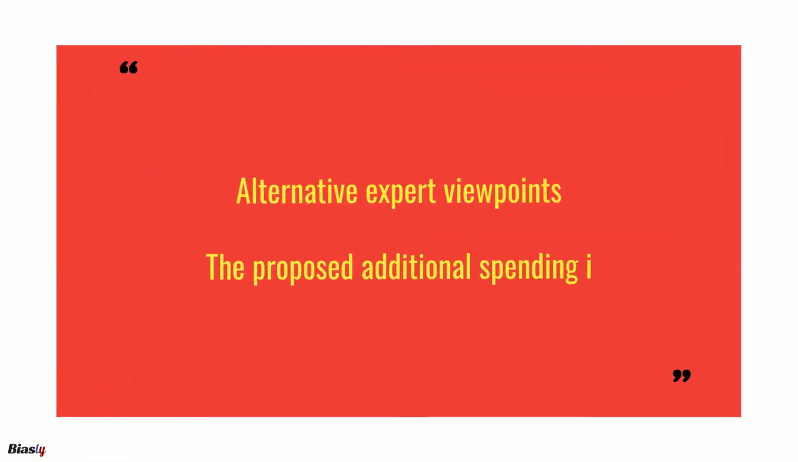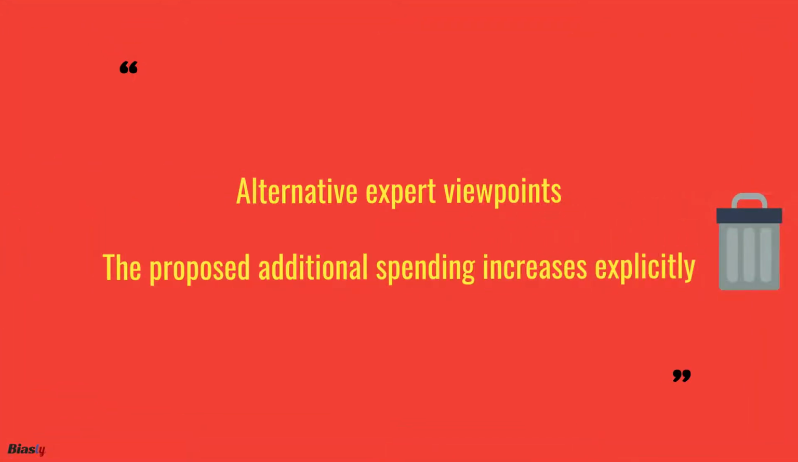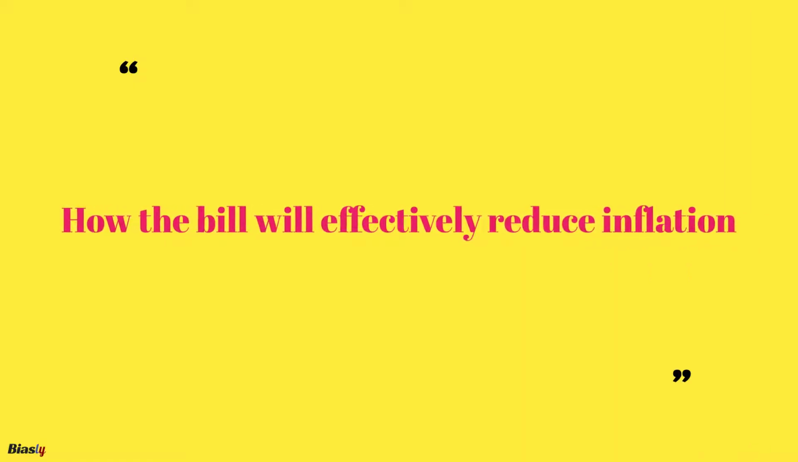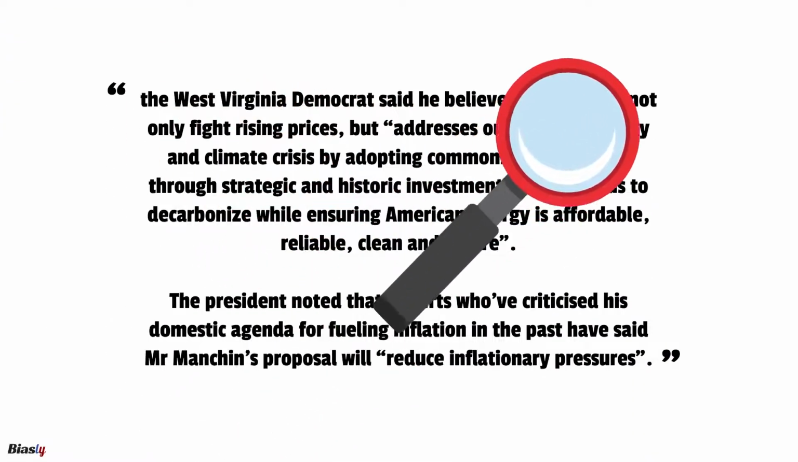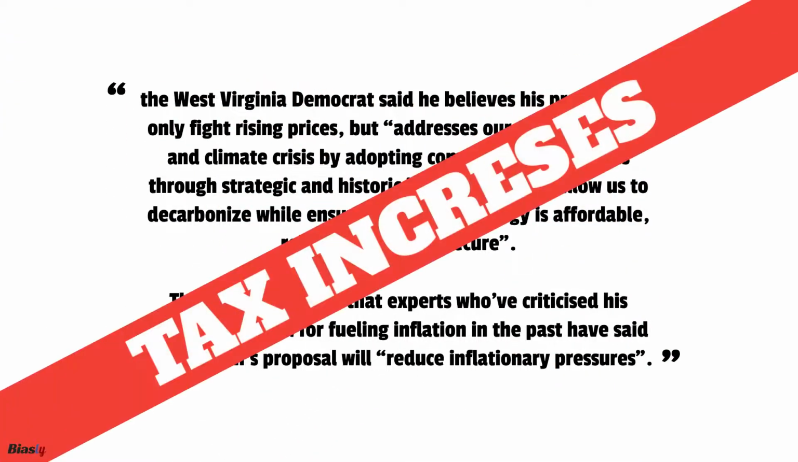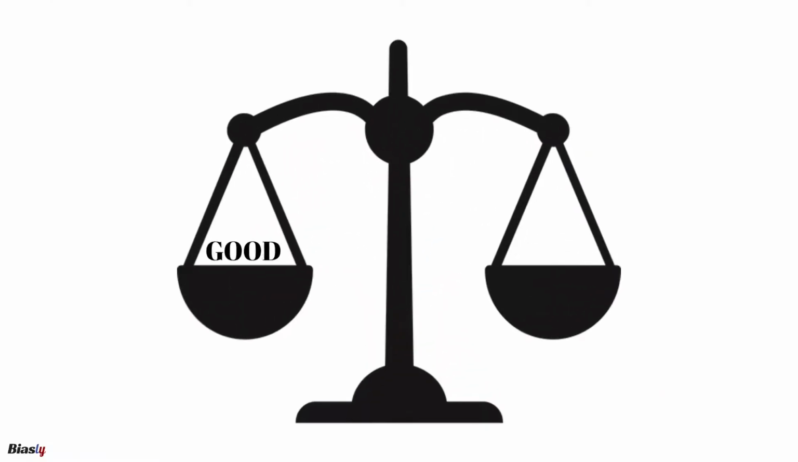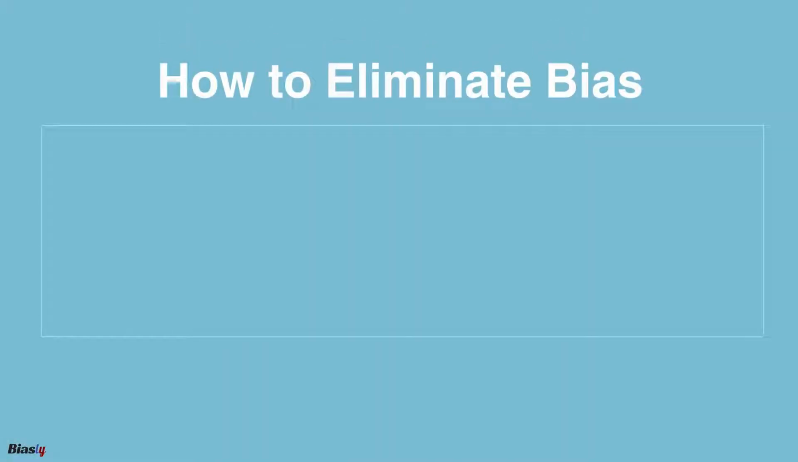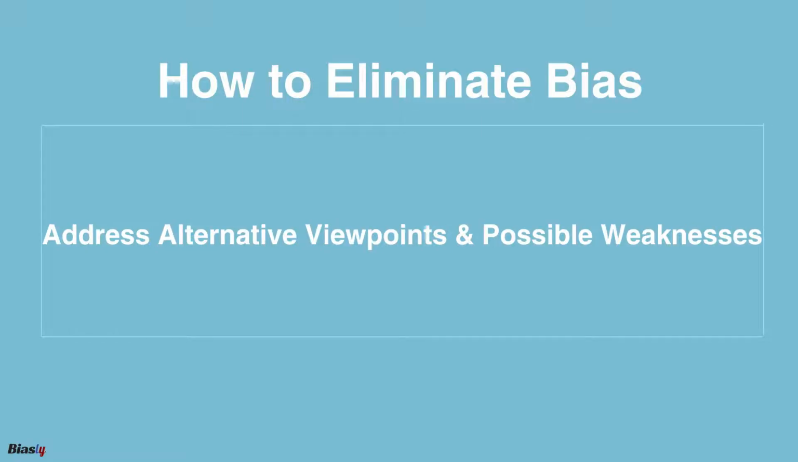The article ignores alternative expert viewpoints on the bill and doesn't mention the proposed additional spending increases explicitly. It's important for the readers to know how the bill will effectively reduce inflation through justified economic theory. Additionally, all other policy implications that affect the American people, including tax increases and national debt, were not discussed. Again, we're not saying how good the bill is or isn't, but what we're suggesting is that the author can eliminate bias by addressing alternative viewpoints and possible weaknesses within the explanation and justification of the bill, which, in hope, will increase transparency.